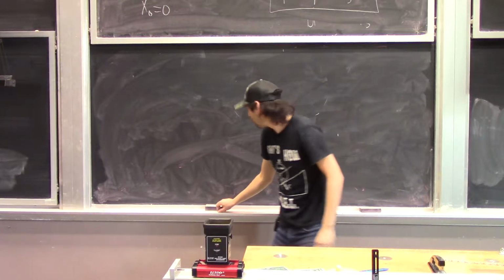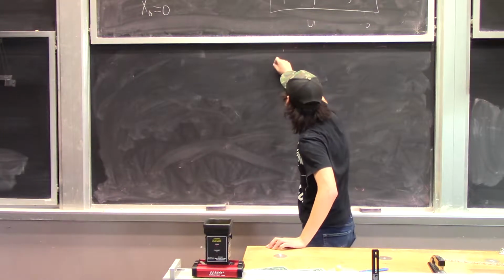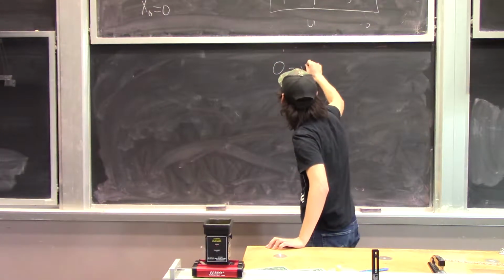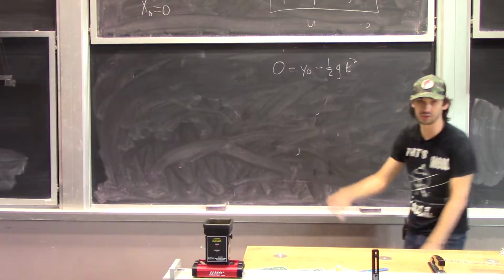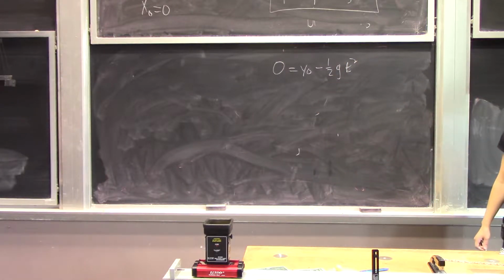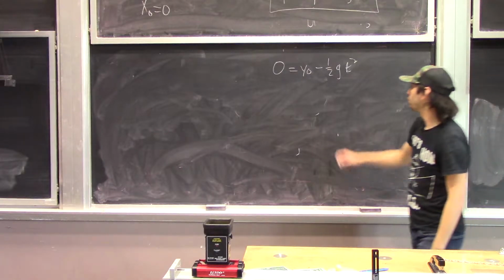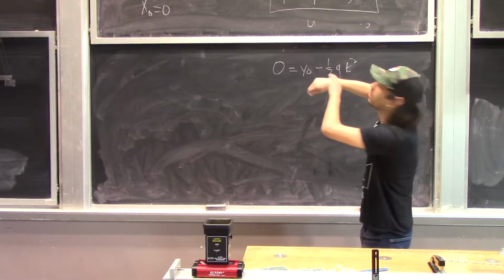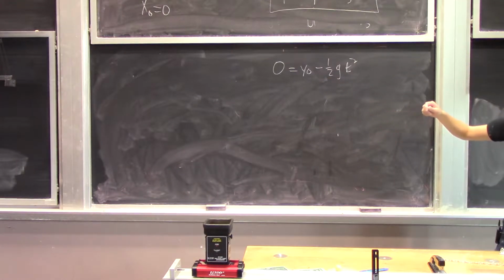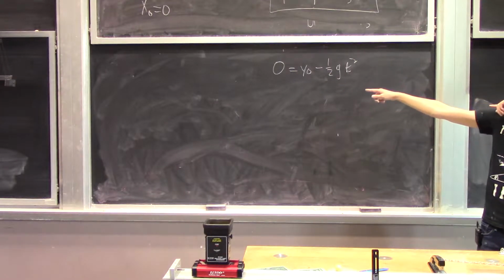So we can take this equation and set it equal to 0. 0 is equal to y0 minus 1/2 g t squared, if you prefer just the lowercase t. So far, so good? Okay. So now, from this equation, let's pause a second because I'm doing everything algebraically. What do we know in this equation?